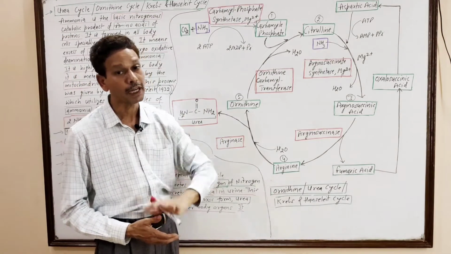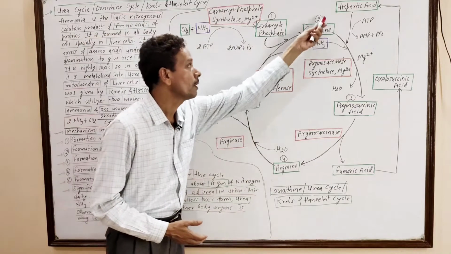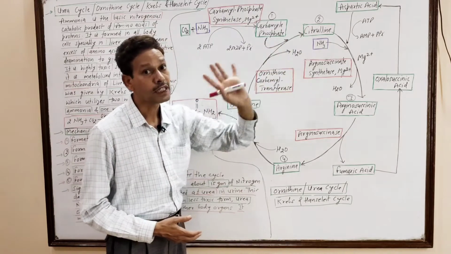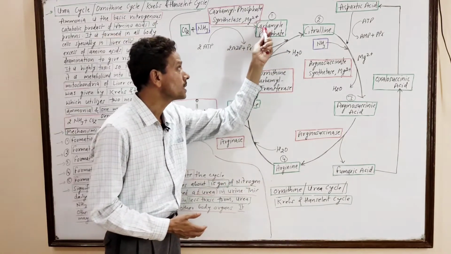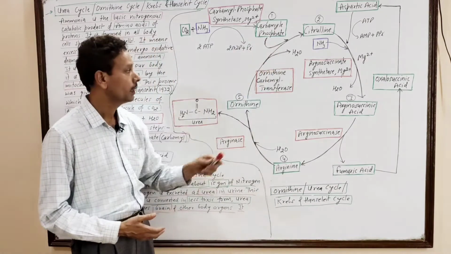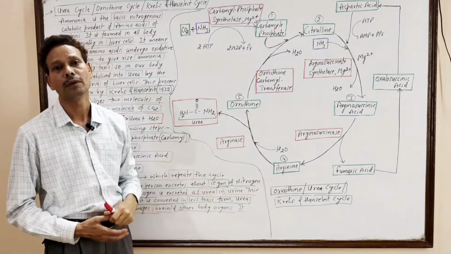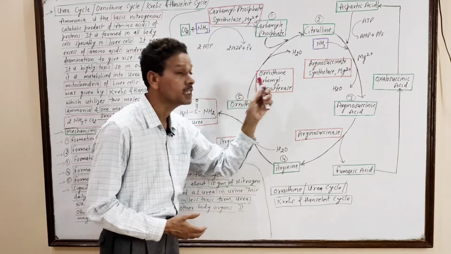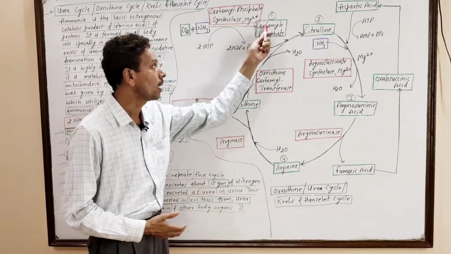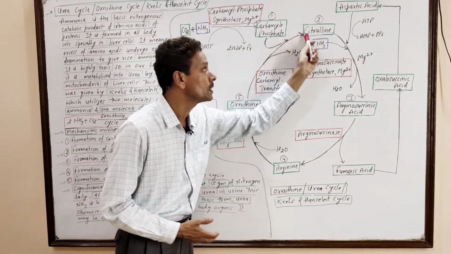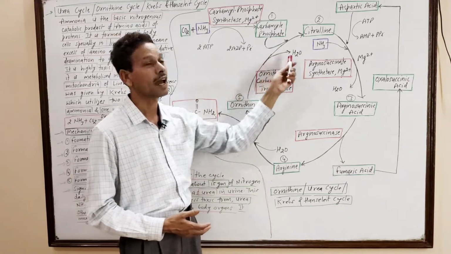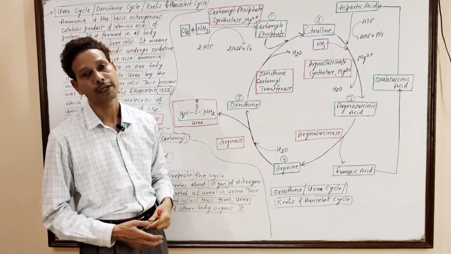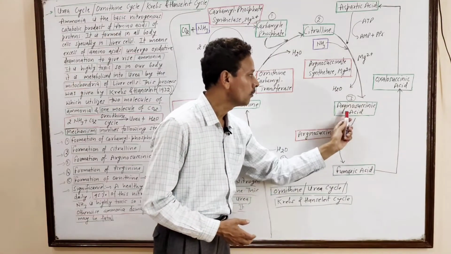Second step of this mechanism, urea cycle, that is formation of citrulline. This carbamyl phosphate interacts with ornithine molecule, and in presence of the enzyme ornithine carbamyl transferase, this carbamyl phosphate is converted into citrulline. This step produces one molecule of water. Dehydration occurs.